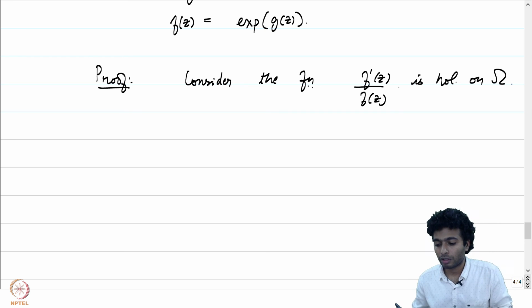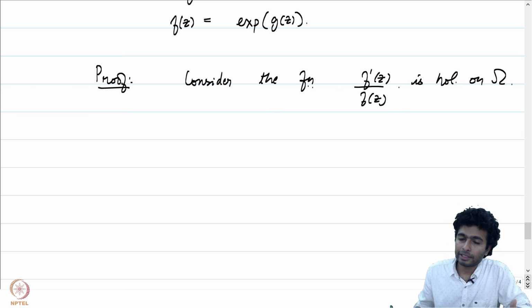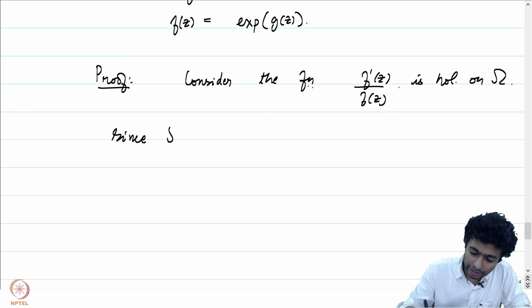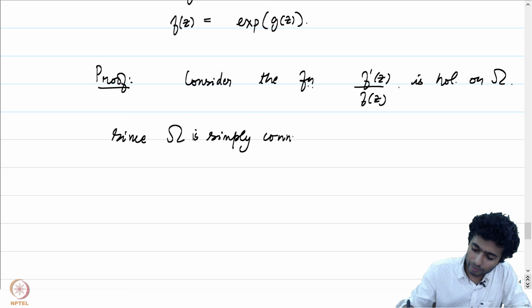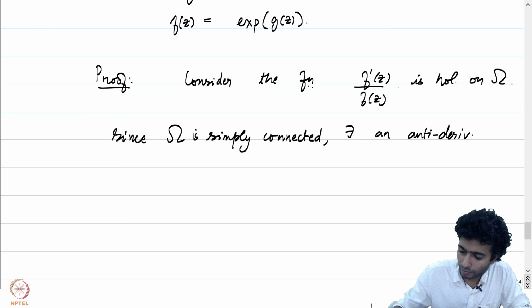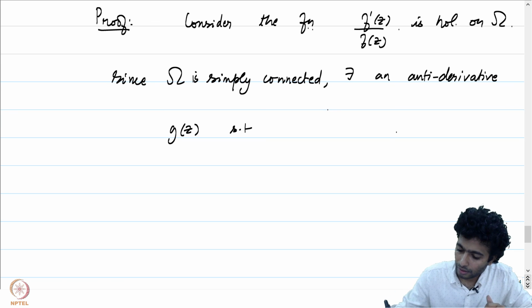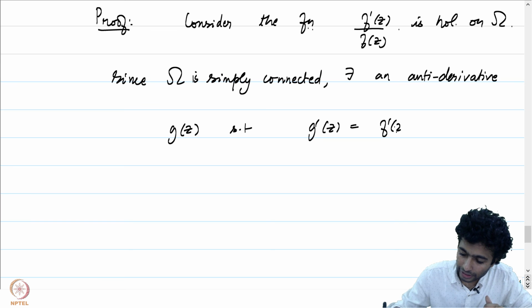What do we know about omega? By applying Cauchy's theorem to simply connected domains, we can say that every holomorphic function defined on a simply connected domain has an antiderivative. So, since omega is simply connected, there exists an antiderivative g of z such that g prime of z is equal to f prime of z by f of z.